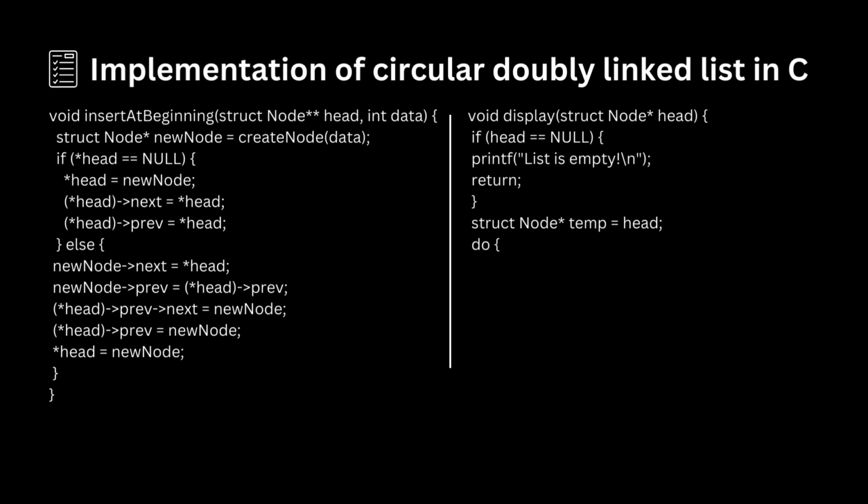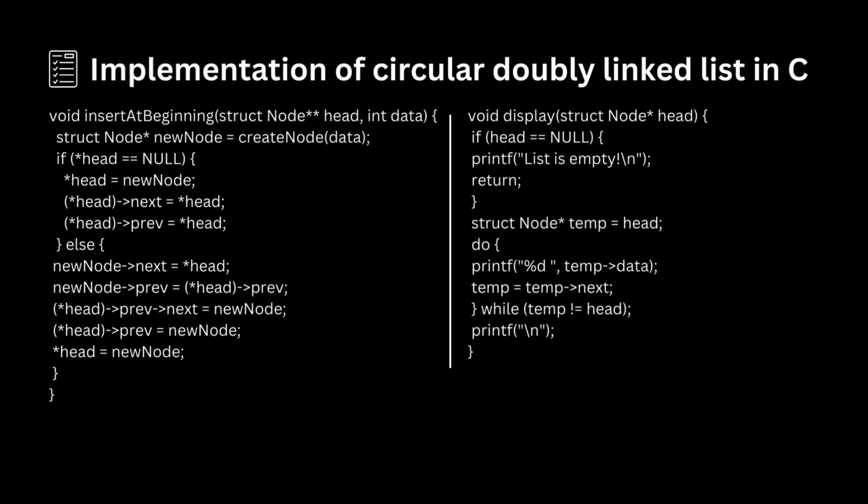This initiates a do-while loop that will iterate at least once and continue until temp reaches the head of the list again, forming a circular loop. Inside the loop, this line prints the data of the current node, which is the data stored in the node pointed by the temp. This line updates the temp pointer to point to the next node in the list, moving it forward in the list. This loop continues until the temp pointer reaches the head of the list again, completing one full traversal of the circular list. After the loop terminates, this line prints a new line character to move to the next line in the output.